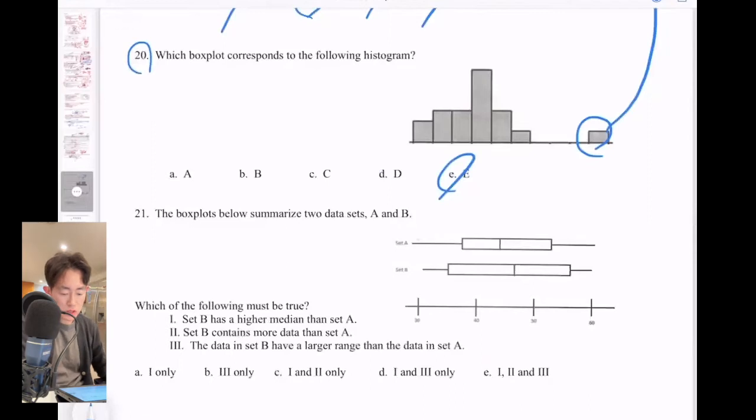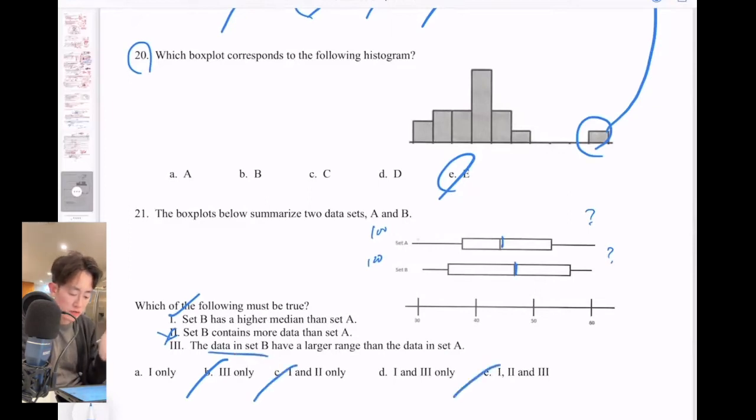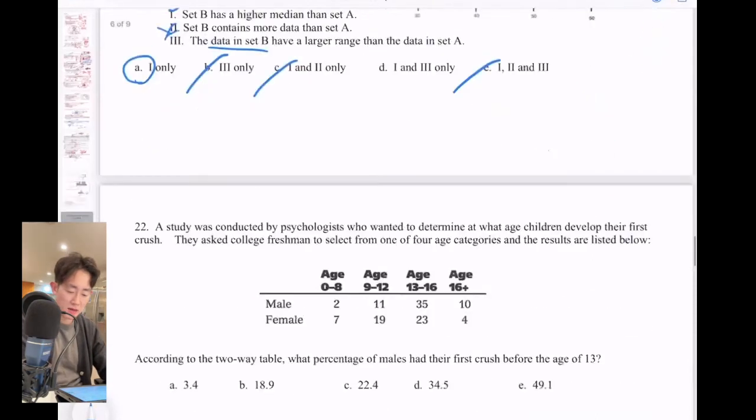The box plots below summarize the 2 data sets. Which of the following must be true? Set B has a higher median. Okay, well, that's definitely true because we know that that's the median. Set B contains more data. Nope, because we do not know how many data sets there are. They didn't say this one has 100, this one has 120. You never know that. So everything with that, I'm going to eliminate. The data in set B have a larger range. That is so not true because it's set A that has the larger range. So I believe 21, yep, should be A.